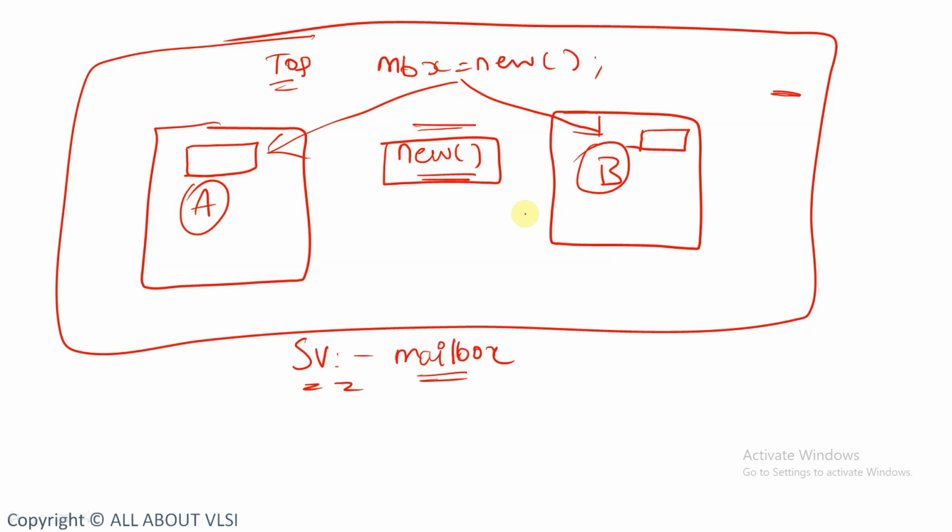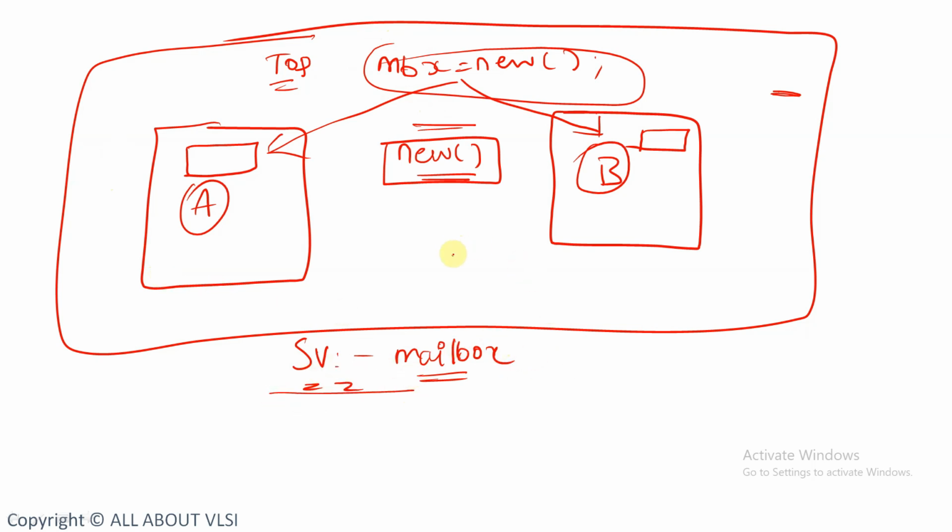So this was a dependency. If I want to use a mailbox between A and B for the transfer of my packet, I need to create the handles of my mailbox in A as well as B. They should always contain the mailbox handle. If not, you cannot send or receive the data. And the instance is created in the top module. This is the procedure I follow in the case of SV.